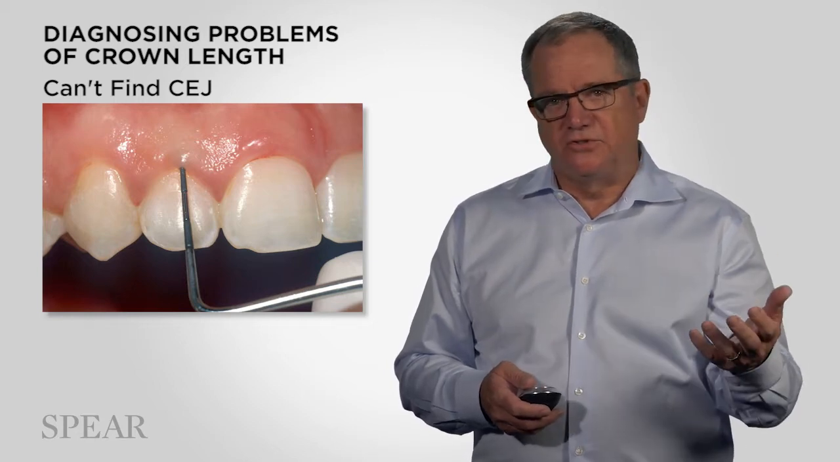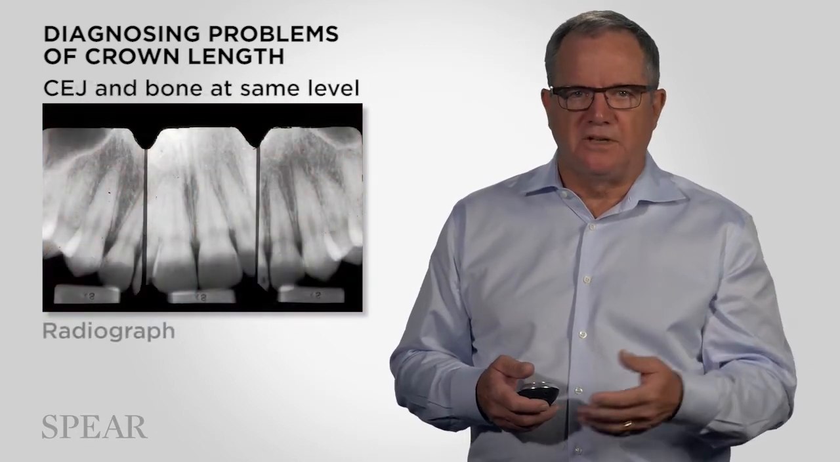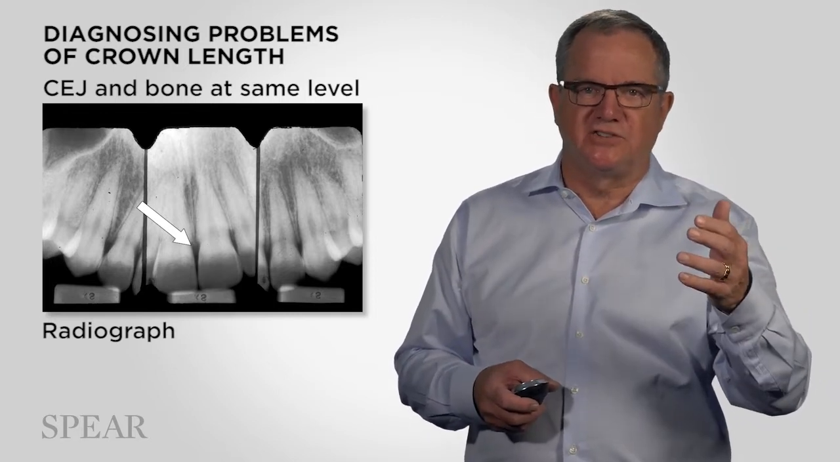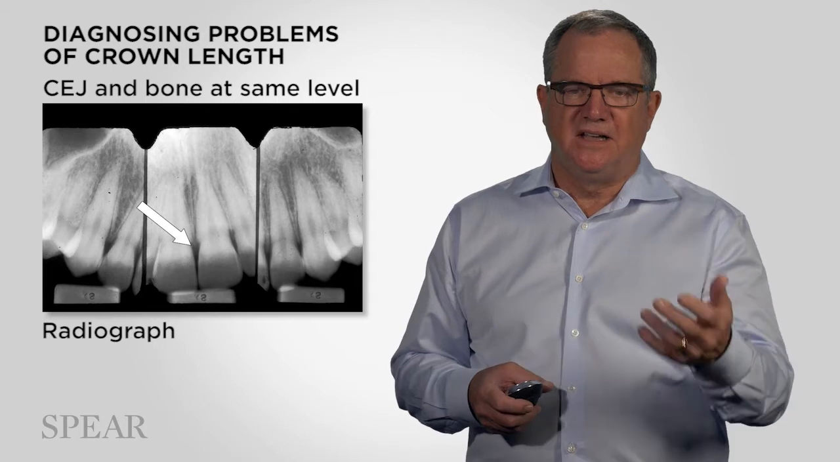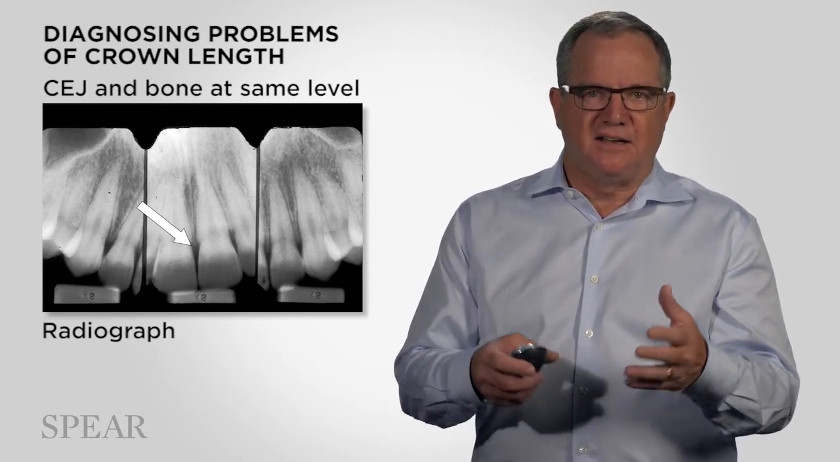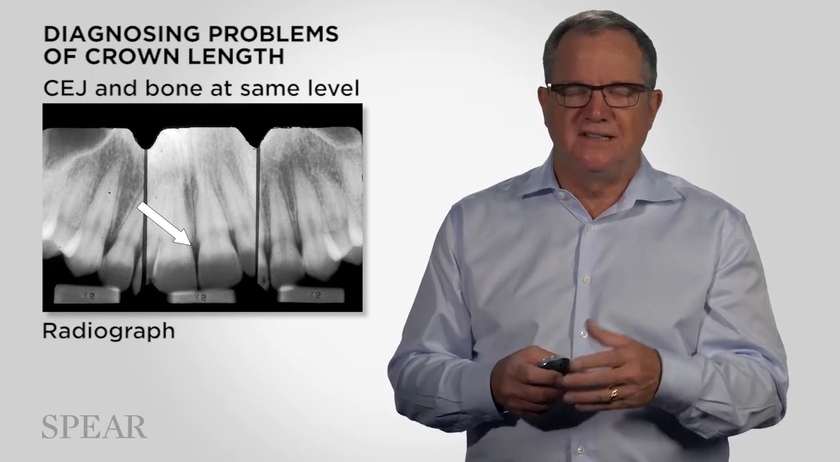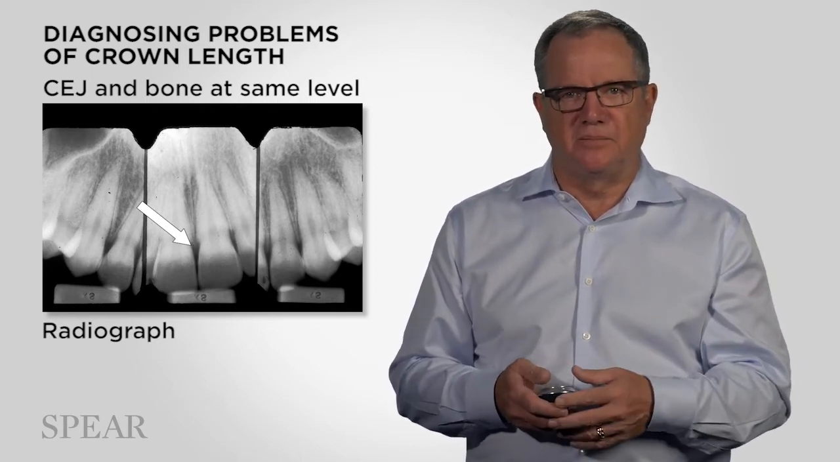And so a helpful tool is a radiograph. We take a radiograph. We can't see where the bone is relative to the CEJ on the facial, but we can interproximally. And what you'll notice is, in fact, that her cemento-enamel junctions interproximally and the bone are at the same position. This is an example of altered active eruption.